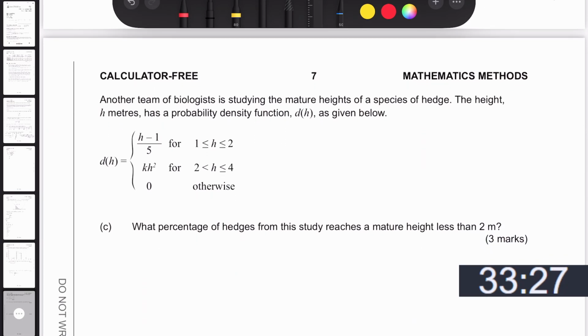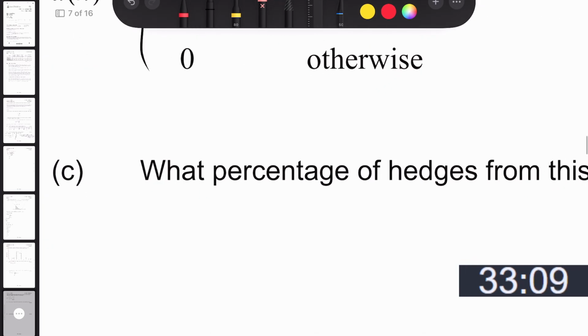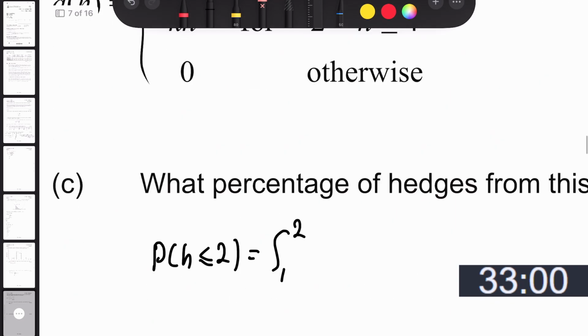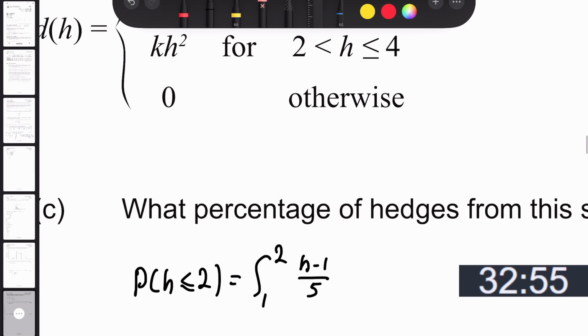Another team of biologists is studying the mature heights of a species of hedge. The height h meters has a probability density function h given below. What percentage of hedges from this study reaches a mature height of less than 2 meters? So then the probability of h being less than 2 equals, I'm going to have the integral from 1 to 2, because my lower bound is 1, not 0, and then it'll be h minus 1 all on 5 dh.